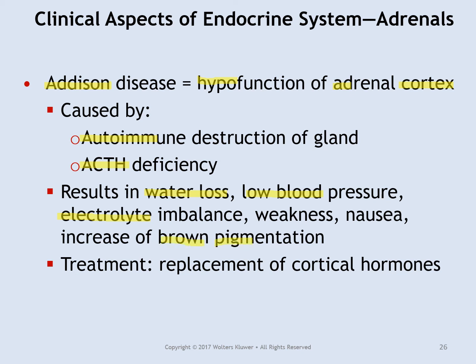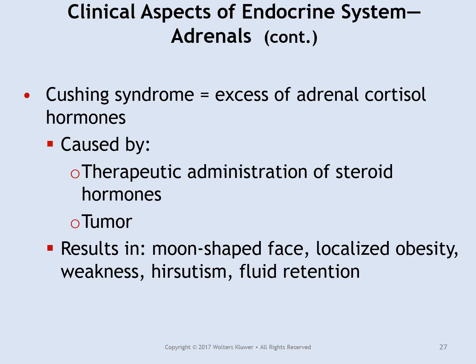And I don't really know why you get brown pigmentation in Addison's. Haven't seen a good explanation for it, but it is something clinically that is oftentimes seen. And you can take cortisol to replace the lack of ACTH that is released in the hypoadrenal system.